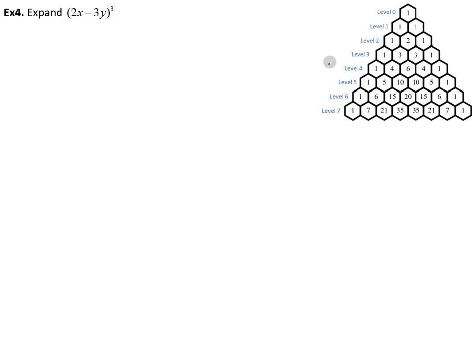Okay, here's another problem. This time we're only going to do it to the third level, an expansion of this to the third. But let's do an example with a negative second value and a different variable. Okay, so let's start with our generic expansion of a plus b to the third power. So we look again at level 3. Remember, the top level is level 0, and our coefficients are 1, 3, 3, 1.